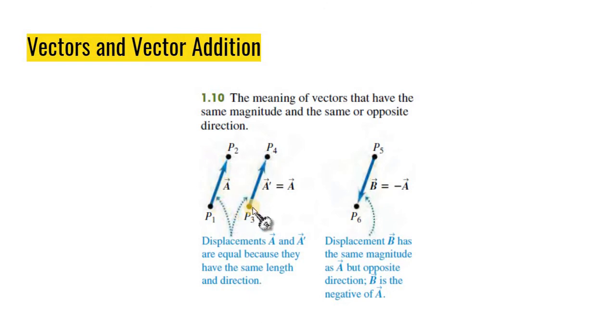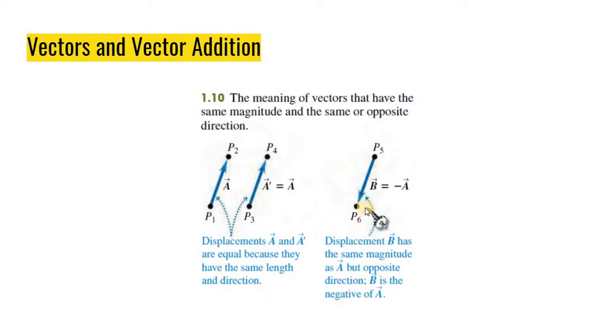And then point P3 to point P4 has a displacement of A prime. But the movement of these points from P1 and then from P3 to P2 and then to P4 is just the same. So their displacement is just equal. Therefore, they have equal vectors. It says here displacements A and A prime are equal because they have the same length and the same direction.